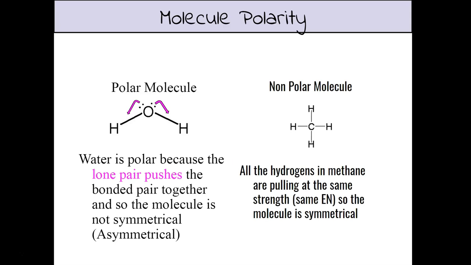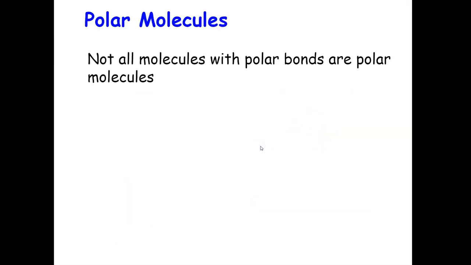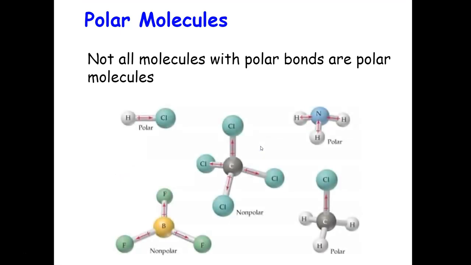All the hydrogens in methane are pulling the same strength. And what's more, even if the bonding is polar between the carbon and hydrogen, the molecule of methane will only be presenting this dipole on the outside, which is only a positive dipole. In other words, the negative side of it is hidden. And so not all molecules with polar bonds are polar molecules.